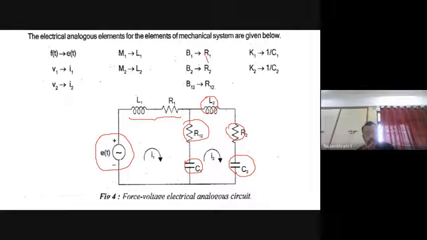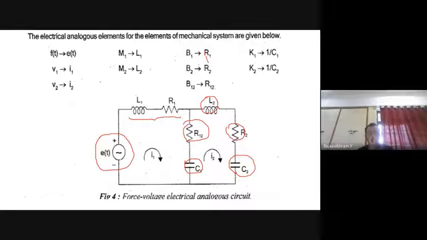Please ask me if there is any doubt in this circuit, how we are converting the mechanical translational system into the electrical system. The number of elements in the mechanical system should be tallied with the number of elements in the electrical system. This is the first condition. The number of mechanical elements, dash pot, spring, mass, should be tallied with the number of resistance, capacitance, inductance elements in the electrical circuit. This should tally.